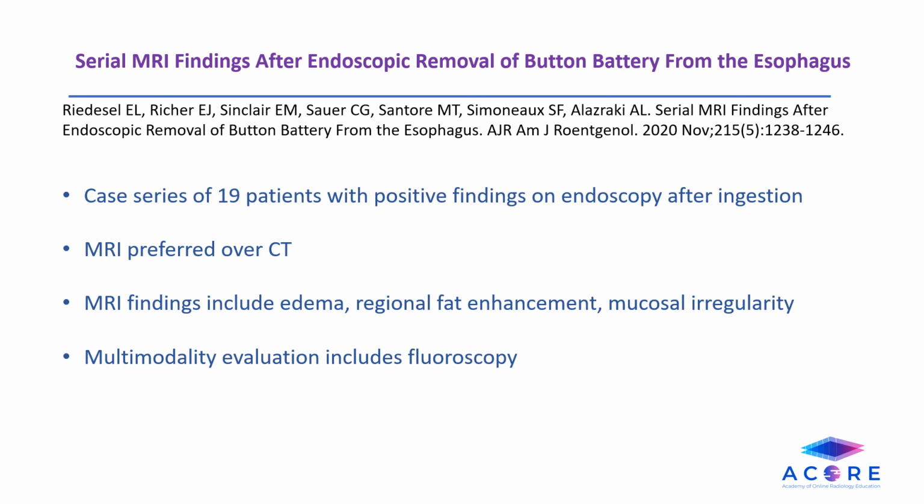Early MRI findings within the first 48 hours after endoscopy include edema, regional fat enhancement, and mucosal irregularities, including findings concerning for esophageal diverticuli in 40% of patients who had proximal esophageal injury. These were resolved on follow-up MRI. Later MRIs demonstrated persistent soft tissue edema and mucosal irregularities. Fluoroscopy can also be used and demonstrated a contained leak in 4 of the 19 cases, ulceration in 8 cases, and mucosal irregularities in 16 cases.